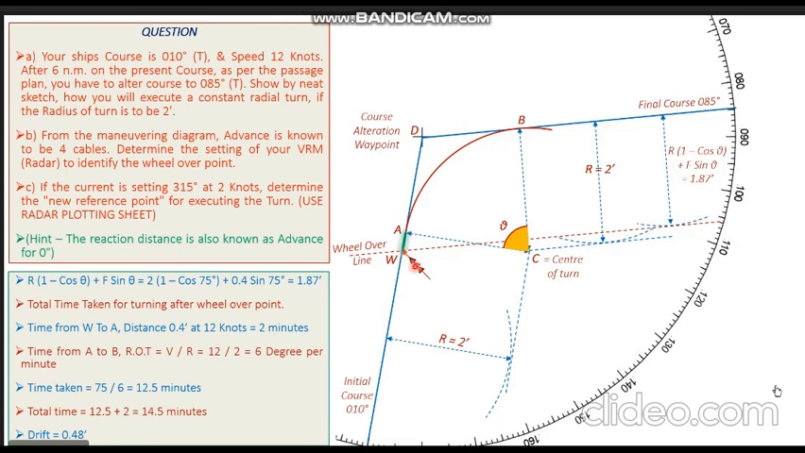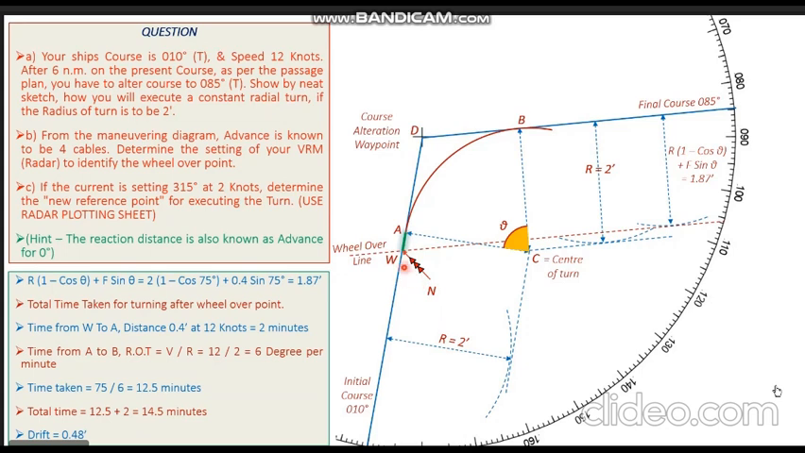So this current vector is applied at point W in the reverse direction. Why have we applied it in the reverse direction? It will become clear to you in a while when we complete the plot. So the point where the vector ends is November. Let's plot it as November. So November to Whiskey represents the set and drift of the current.